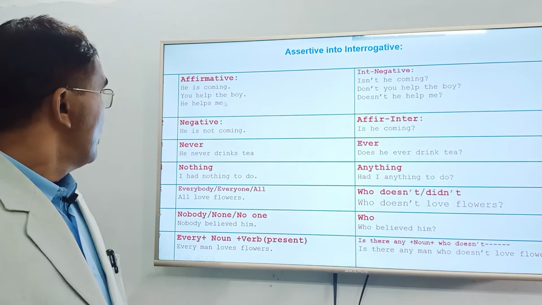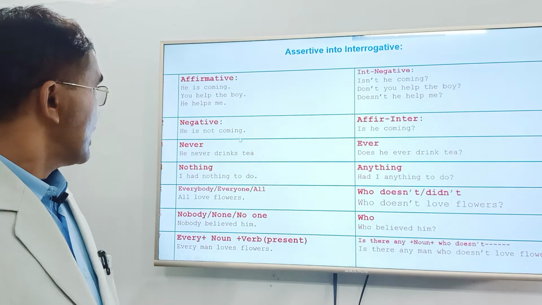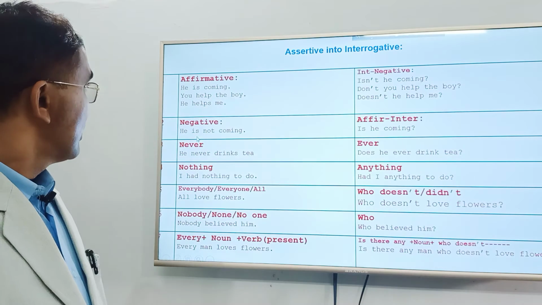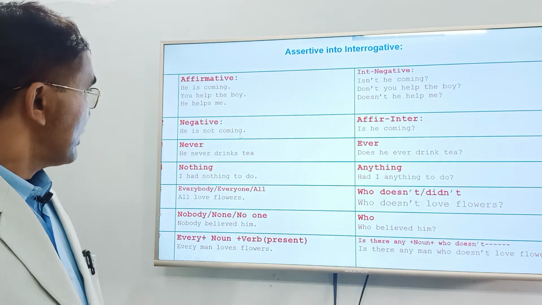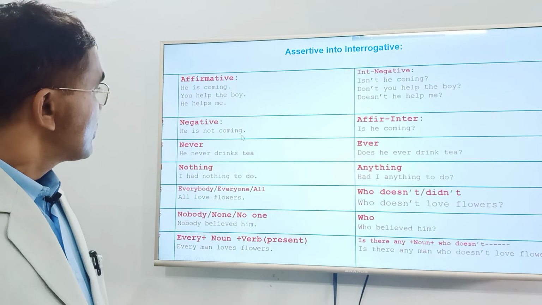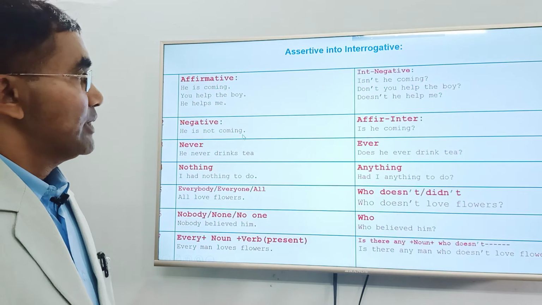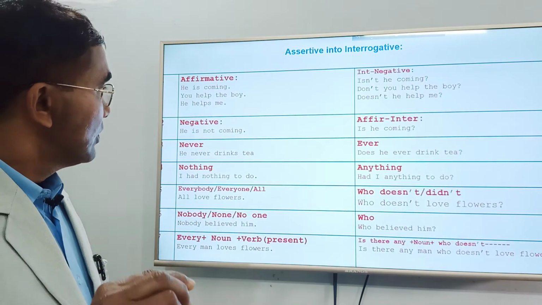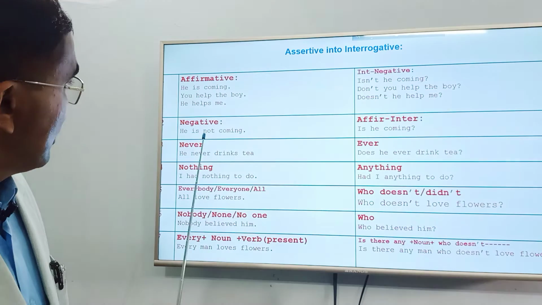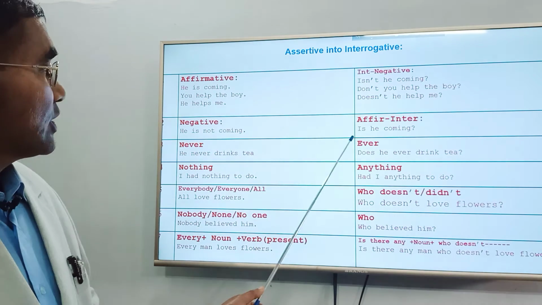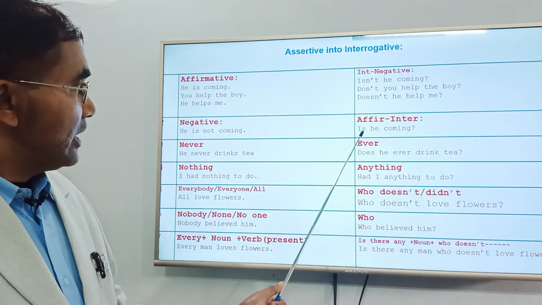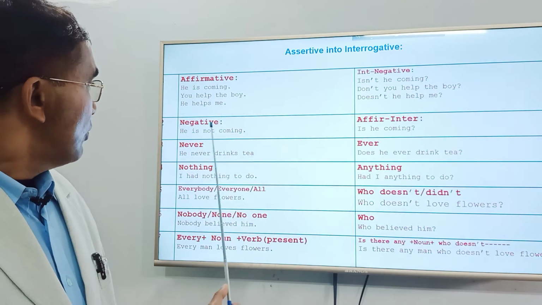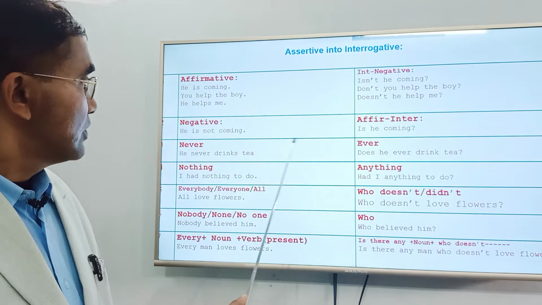Negative. He is not coming. If you find a sentence with negative structure, like "he is not coming," you will have to just transform it into affirmative interrogative. That means no or not is to be omitted. He is not coming. The interrogative form will be: is he coming? We have omitted not from this sentence.